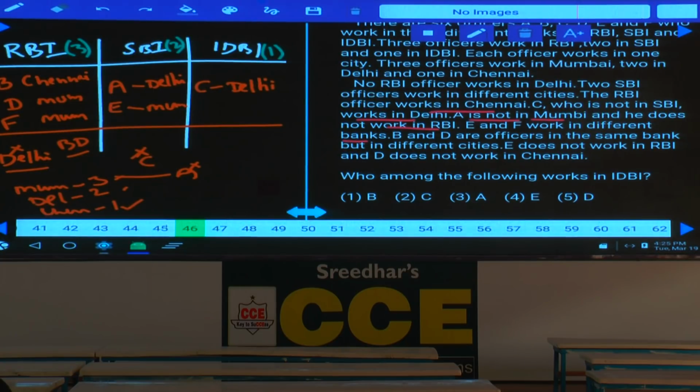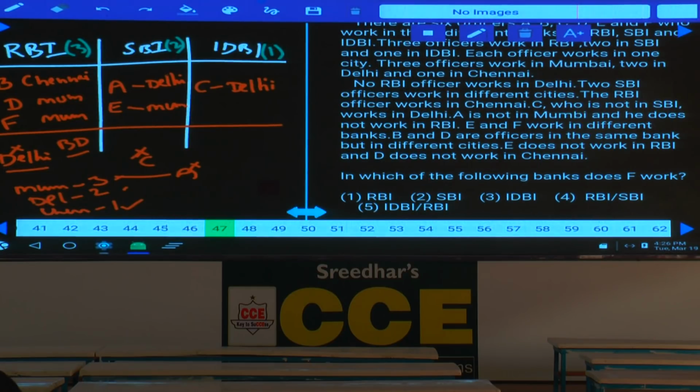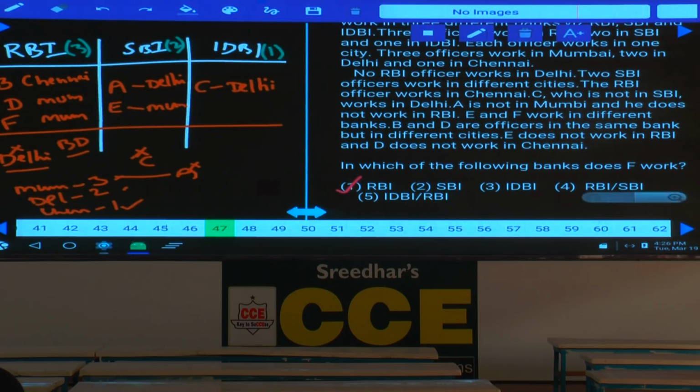Then question number 46. In this question number 46, who among the following works in IDBI? Tell me the person who works in IDBI. C works in IDBI, that is choice 2. Question number 47. In which of the following banks does F work? Yes, F works in RBI. Question number 47, F works in RBI, that is choice 1 is the answer.